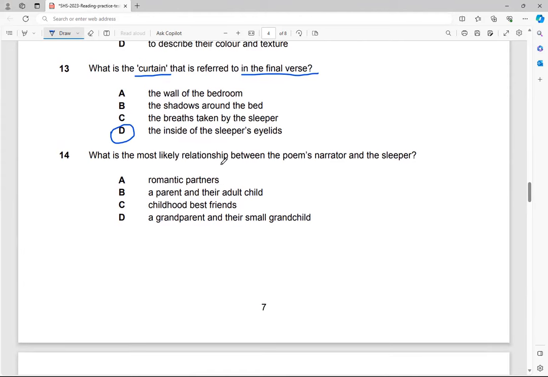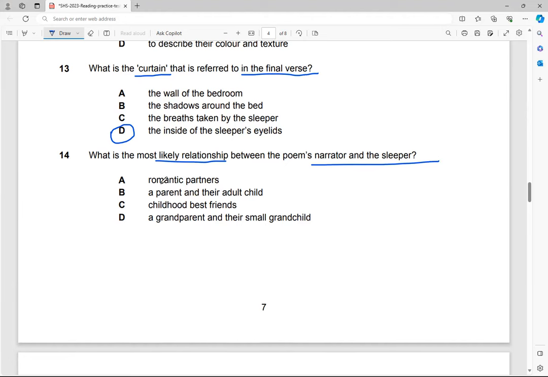14, what is the most likely relationship between the poem's narrator and the sleeper? So for questions like this that don't point us to a specific verse or line, it's really important that you have read the entire poem or the entire text before you came to the questions, because then you'd already have a good idea of what the text is talking about.